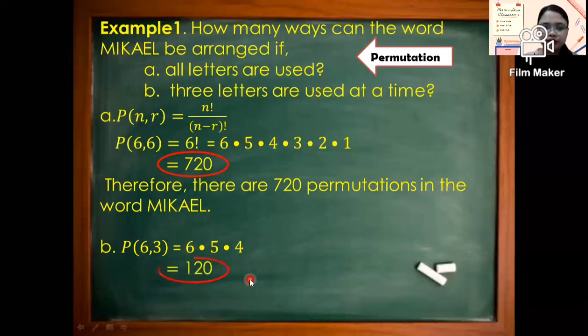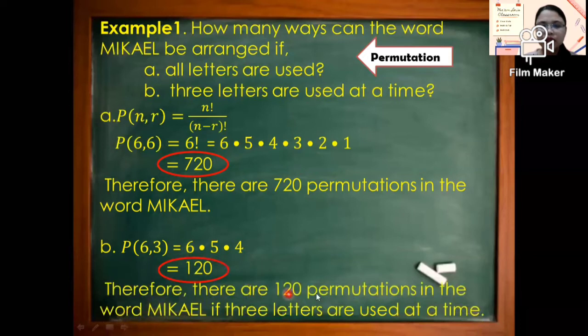Therefore, there are 120 permutations in the word Michael if 3 letters are used at a time. So, that is an example of permutation. Let's have next.